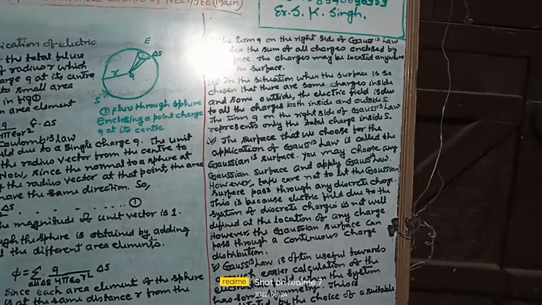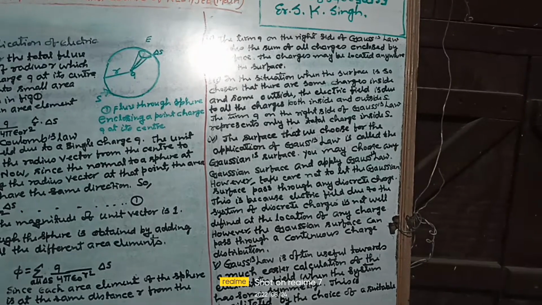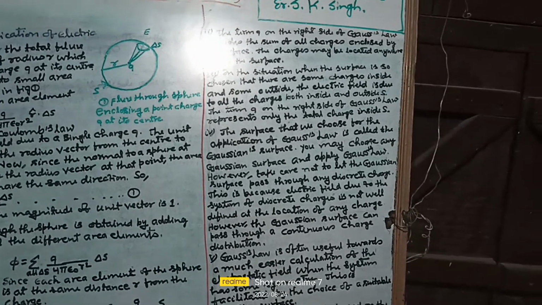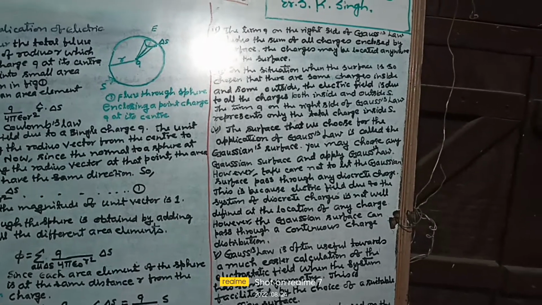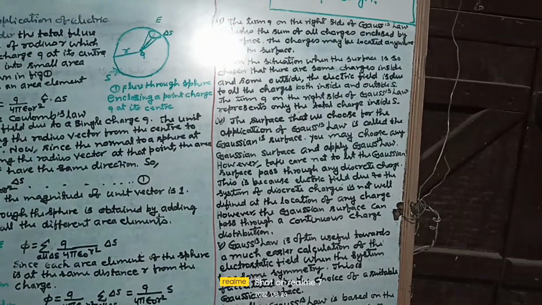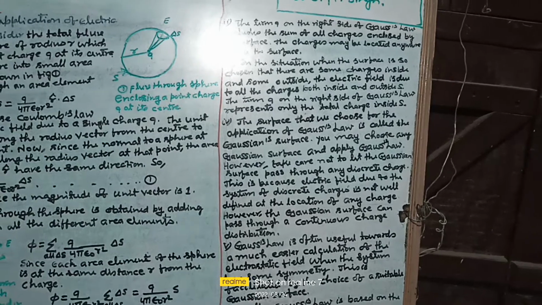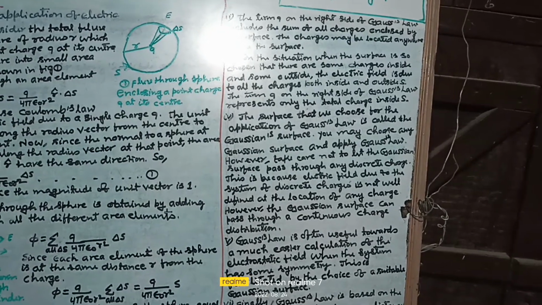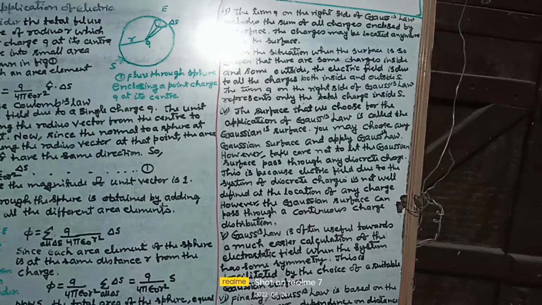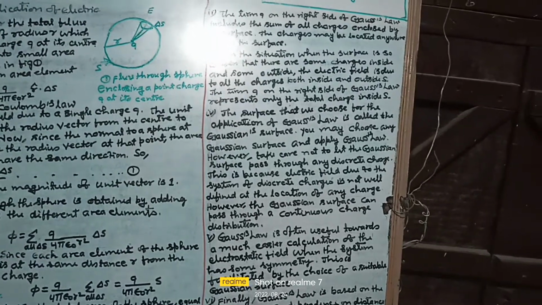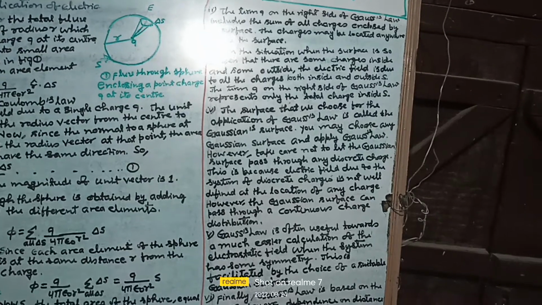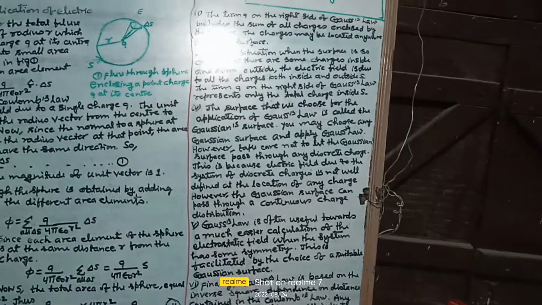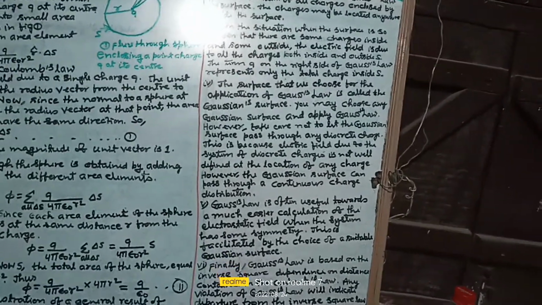The surface that we choose for the application of Gauss law is called the Gaussian surface. You may choose any Gaussian surface and apply Gauss law. However, take care not to let the Gaussian surface pass through any discrete charge. This is because the electric field due to a system of discrete charges is not well defined at the location of any charge. However, the Gaussian surface can pass through a continuous charge distribution.